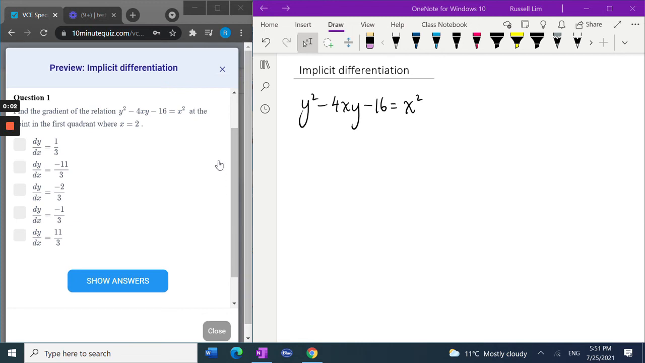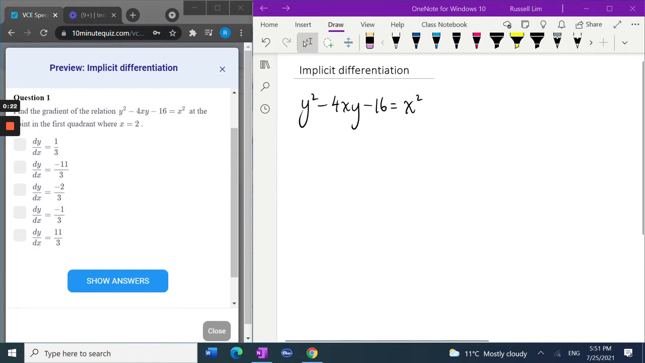Okay, so we're going to look at an implicit differentiation question. In this case, our relation is y squared minus 4xy minus 16 is equal to x squared, and we want to find the gradient of that relation at a particular point. So we need to use implicit differentiation in this case.